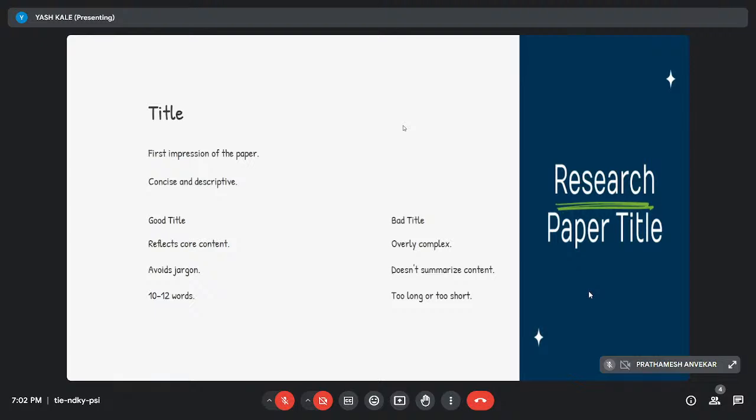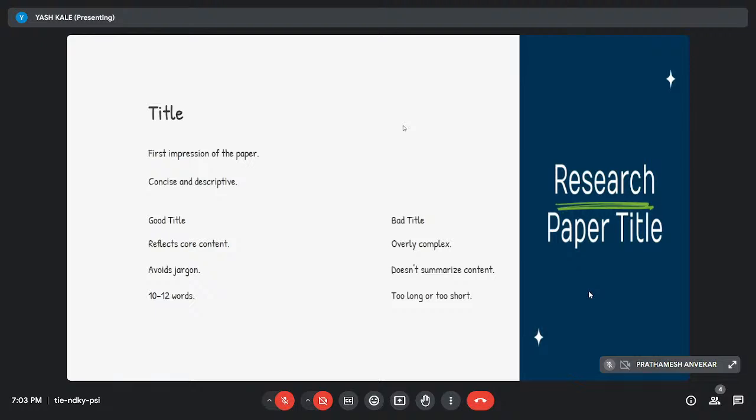And just to give an example, instead of writing the title as a study on networks, the title can be written as optimization of wireless networks for energy efficiency using machine learning. So this title immediately tells the reader what the paper focuses on.